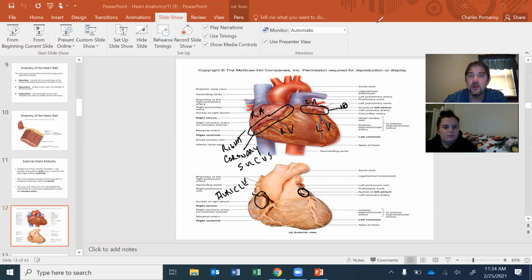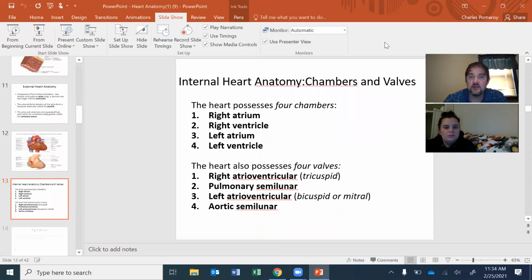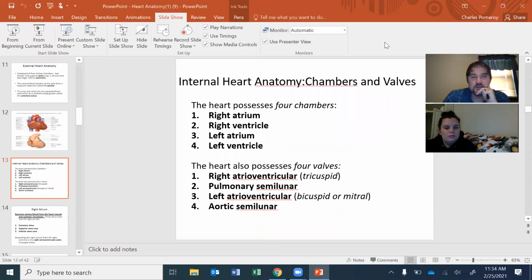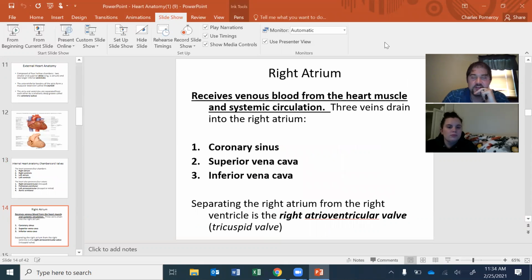There is one more, which is a very obvious artery that runs down your heart. So this right here is just a recap of the chambers and the valves. Then it goes through the circulation patterns, which we covered.